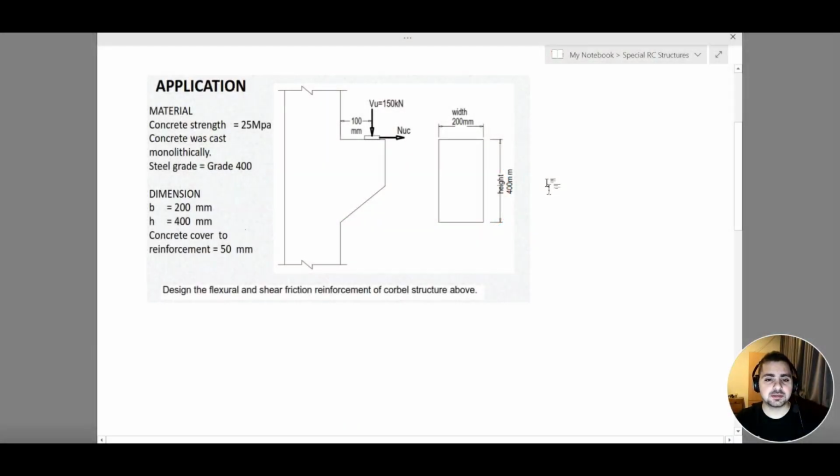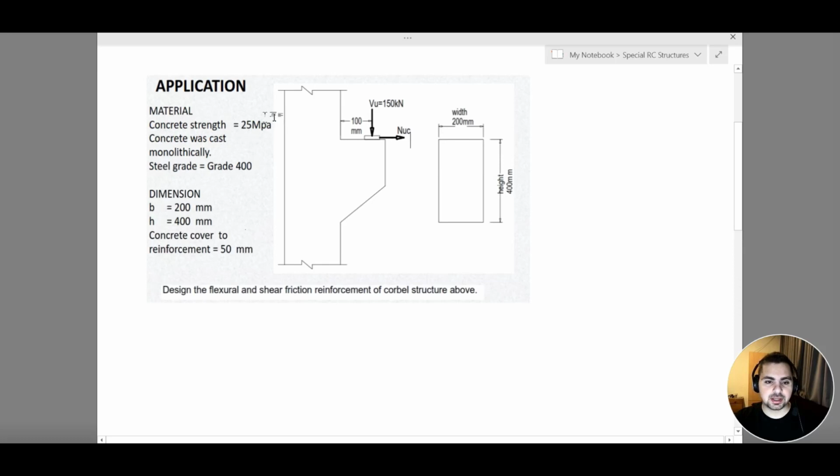Hello everyone and welcome to this lecture where we are going to start with the example of our corbel system. So this is the example that we are going to follow in order to analyze and design our corbel system. We can see here that we have a VU of 150 kilonewtons, and we are going to see how we are supposed to calculate NUC when it's not given. Our dimensions are 200 by 400.